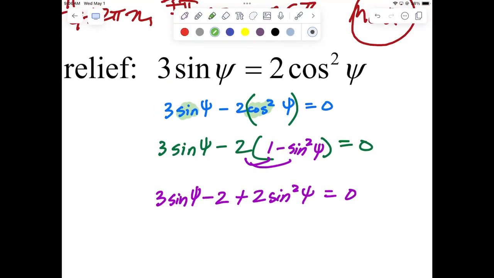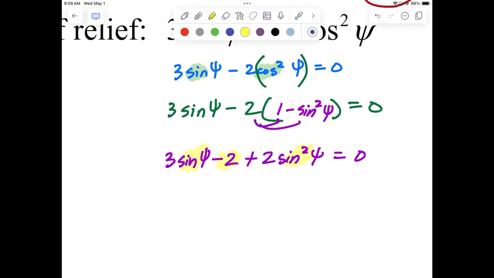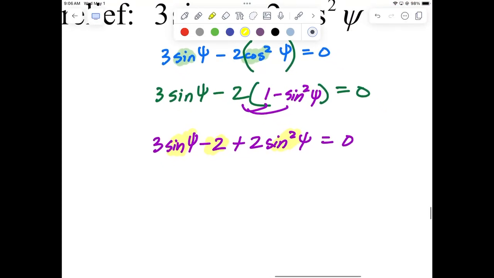You remember we saw this yesterday? We have a squared sine, a non-squared sine, and a constant. That sure looks a lot like a quadratic trinomial in terms of sine, doesn't it? Let's write it in descending order. 2 sine squared of psi plus 3 sine of psi.